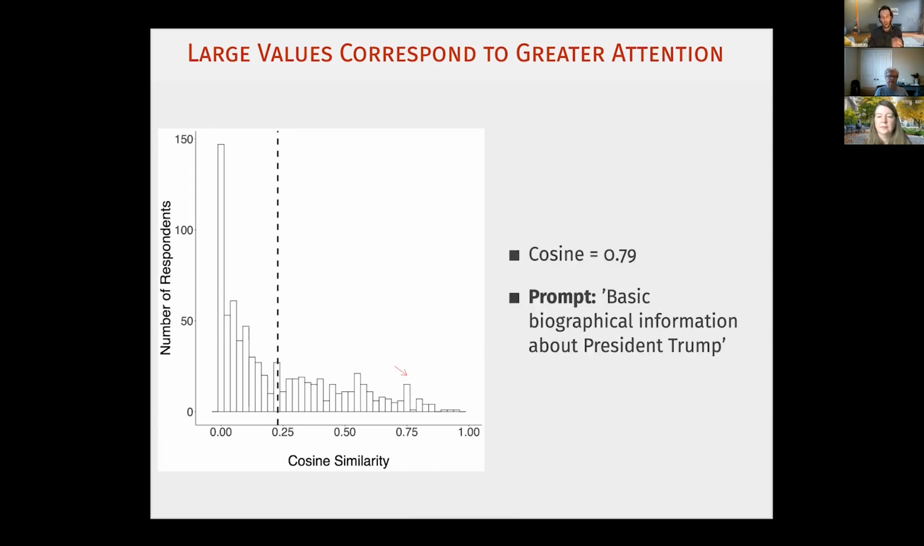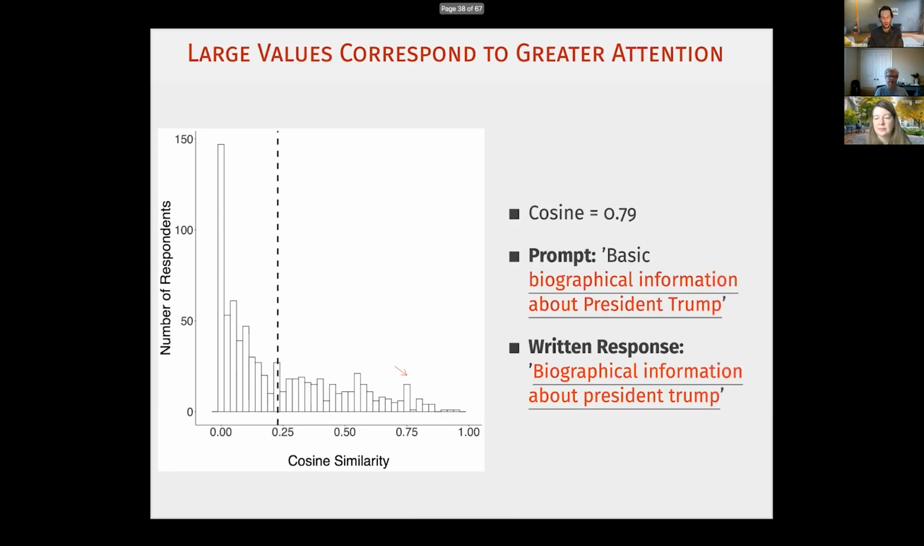Then we can look higher at the distribution. So maybe 0.79, this person received a prompt about basic biographical information, and they almost exactly replicated the prompt. The only thing I think they missed was biographical information about President Trump. Yeah, I don't even think they missed much. I think it might be, yeah, it's basic. They missed the word basic. So almost exactly on point.